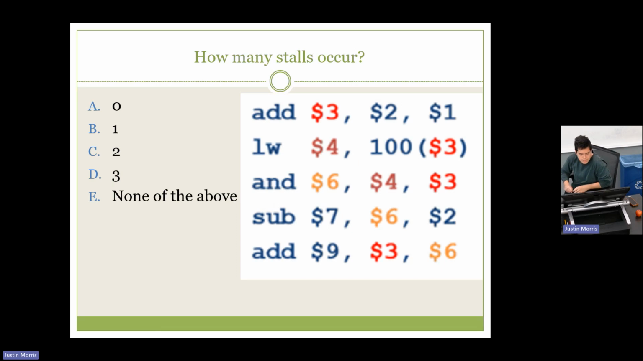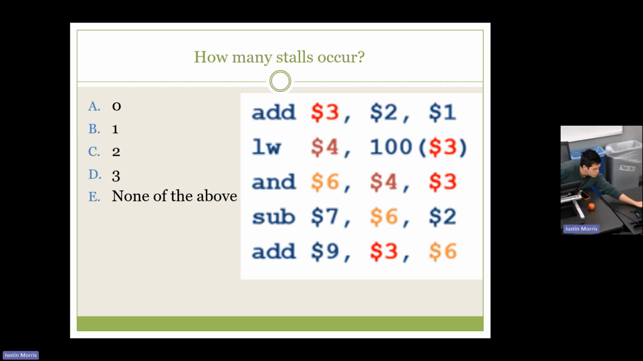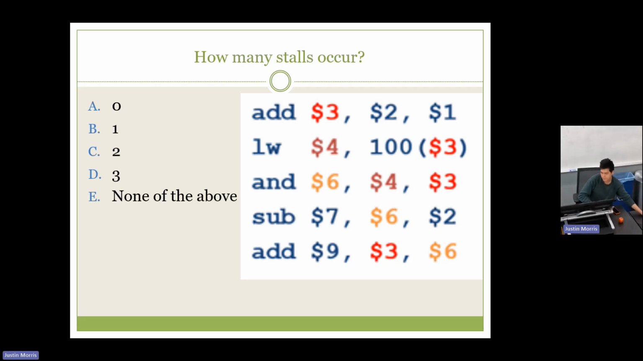So here is your last question. This is a new set of instructions. Just asking how many stalls occur with forwarding. Yeah, with everything. So forwarding, hazard detection. Everything that we learned.